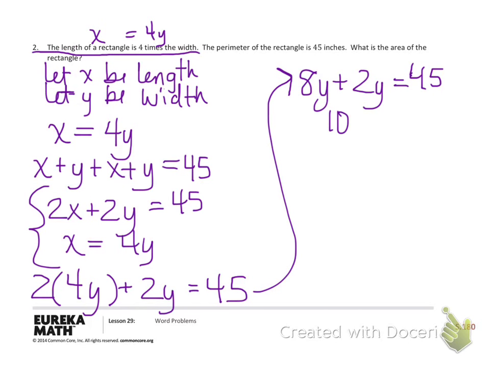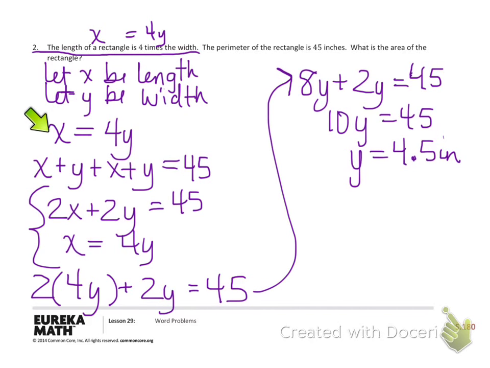So 10y equals 45. Dividing both sides by 10, y is equal to 4.5. And that's going to be inches because all of this is measured in inches, the perimeter. So that is the width. Y is equal to 4.5, and it's the width here.